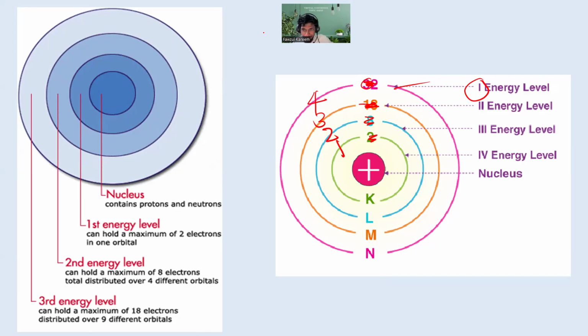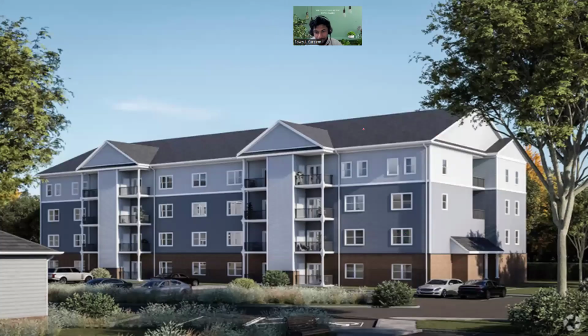Did you get the idea? Yes, sir. The image is wrong because they have mentioned 1, 2, 3, 4 from the outside. We can't say like that, right? We want to name from the nucleus 1, 2, 3, 4. Right. Now listen very carefully.